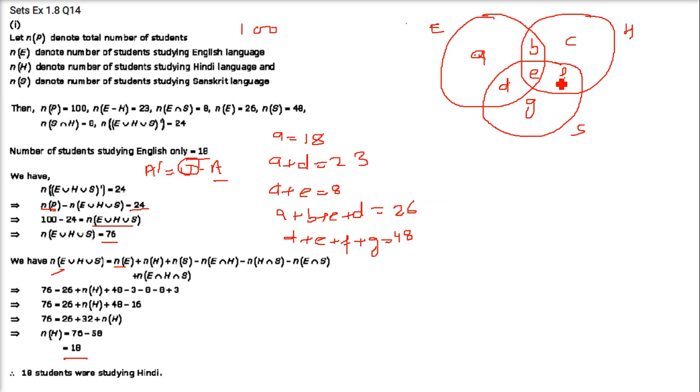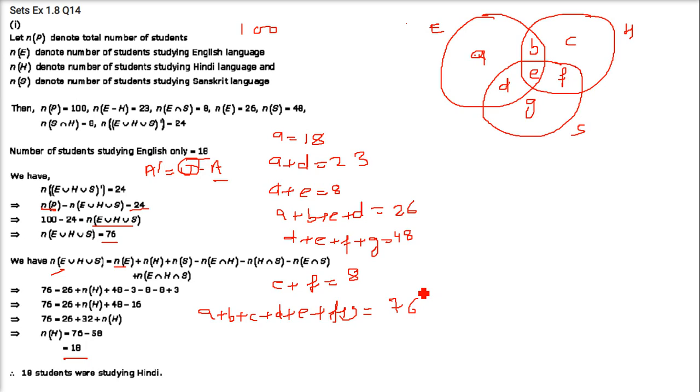Then we have Sanskrit and Hindi. Sanskrit and Hindi is E plus F. So E plus F, Sanskrit and Hindi, is 8. And no language is of course 24. So the total we found out is 76. That is A plus B plus C plus D plus E plus F plus G. Total is 76. Right?